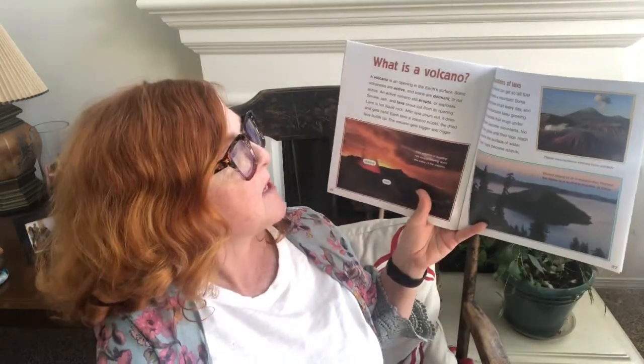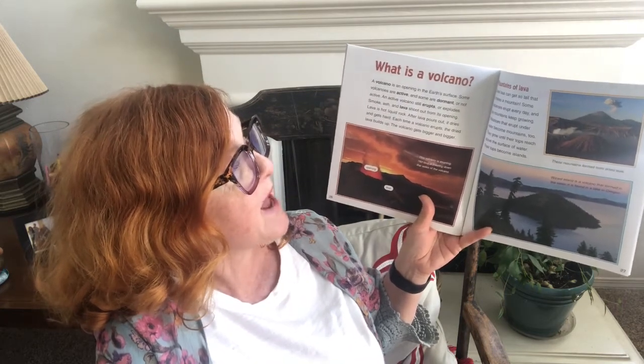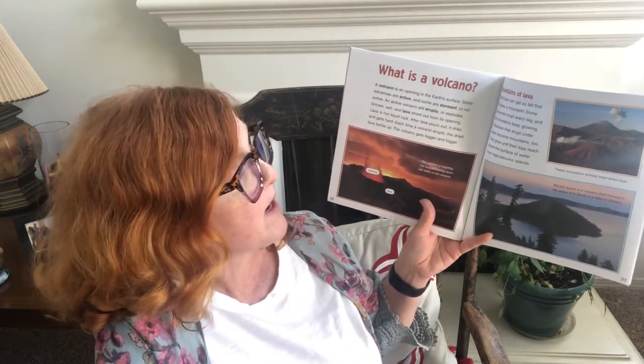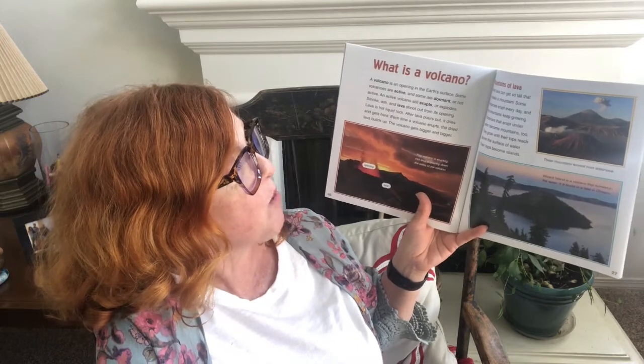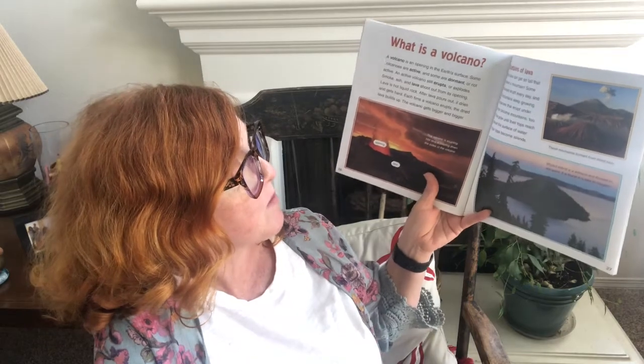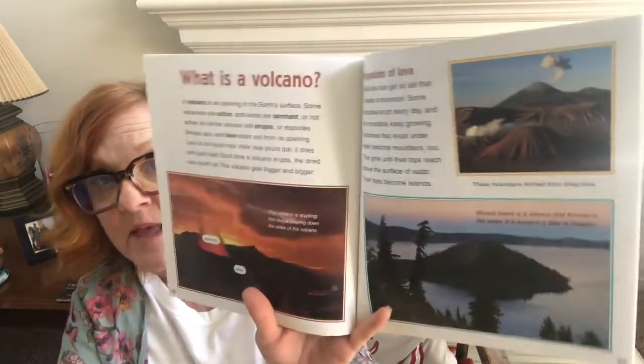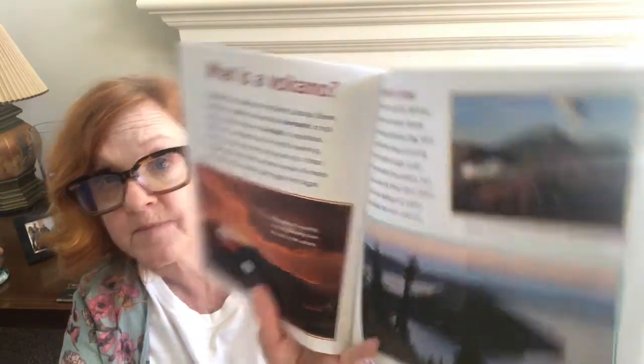Mountains of lava. Dried lava can get so tall that it makes a mountain. Some volcanoes erupt every day and the mountain just keeps growing. Volcanoes that erupt underwater become mountains too. They grow until their tops reach above the surface of the water and their tops become islands. They think that maybe how Hawaii was formed.